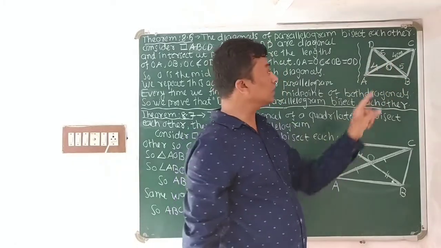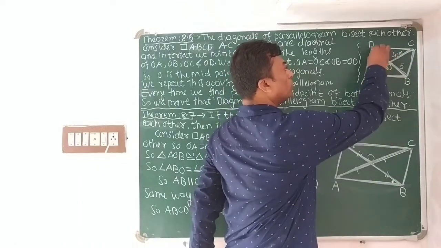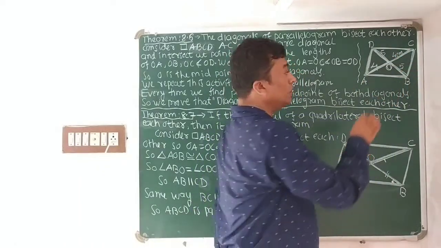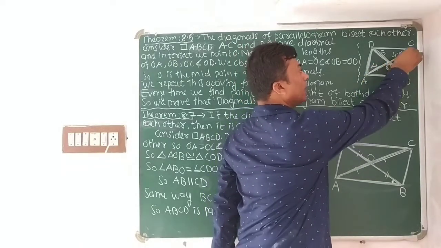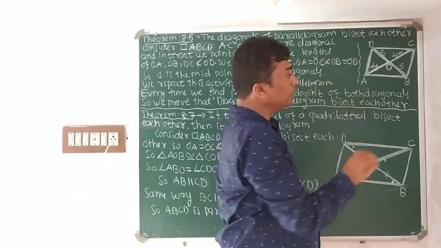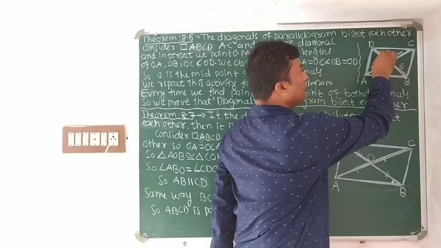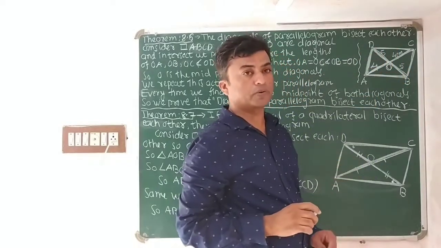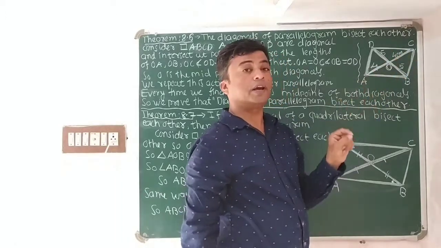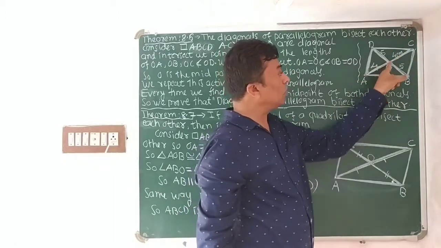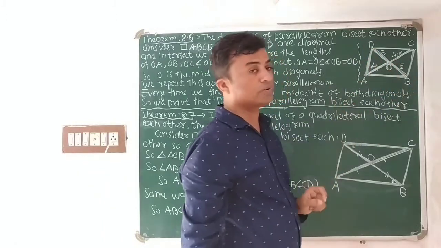Now we can measure the length of OA, OC, OD and OB. See here, the length of OA is equal to 4 cm, the length of OC is equal to 4 cm, the length of OB is equal to 5 cm and the length of OD is equal to 5 cm. Here OA is equal to OC because they have the same length 4 cm. OB is equal to OD because they have the same length 5 cm.